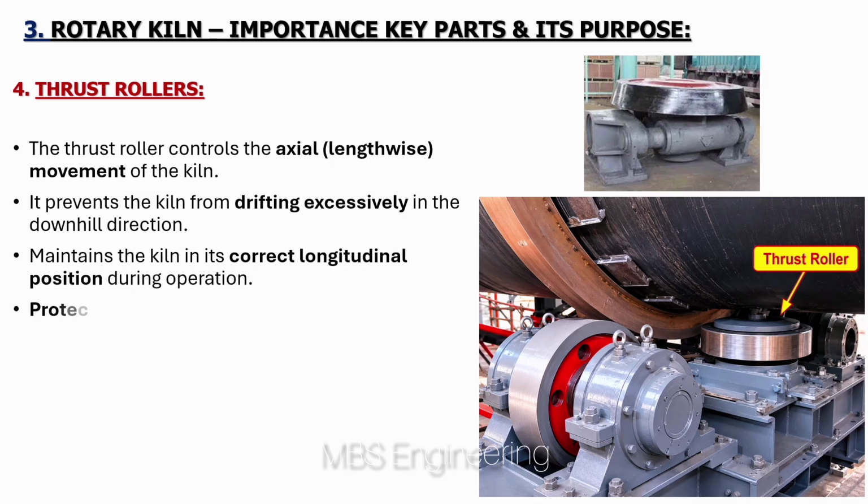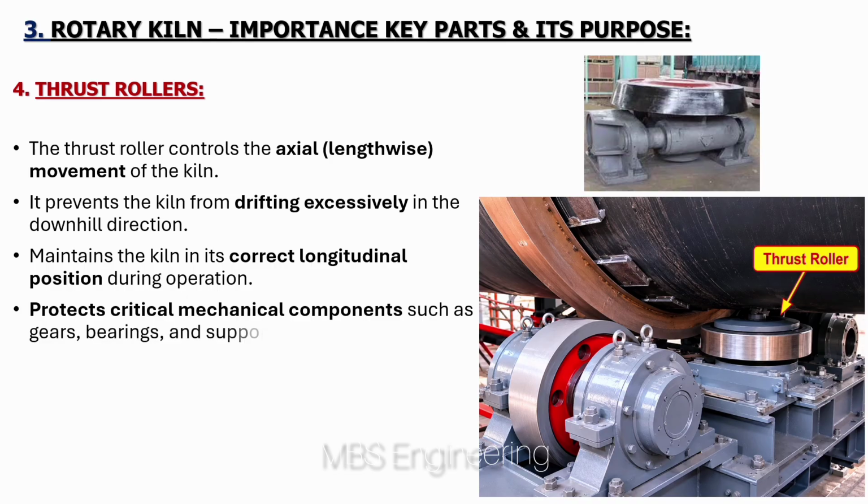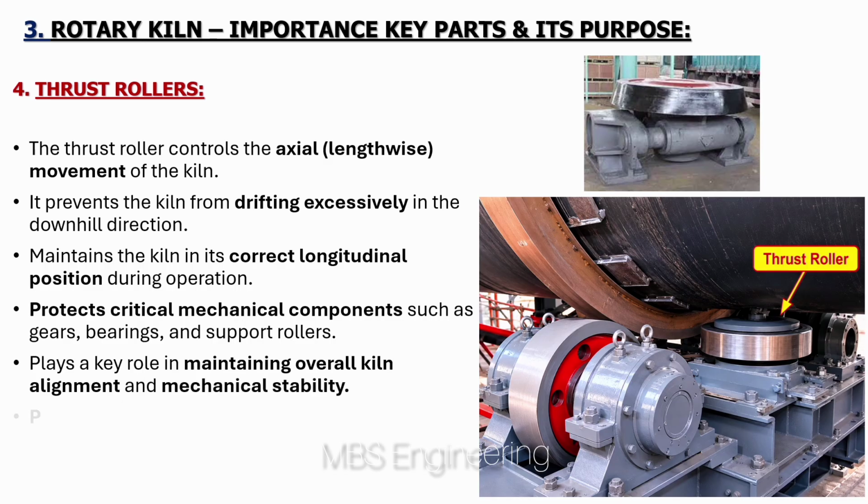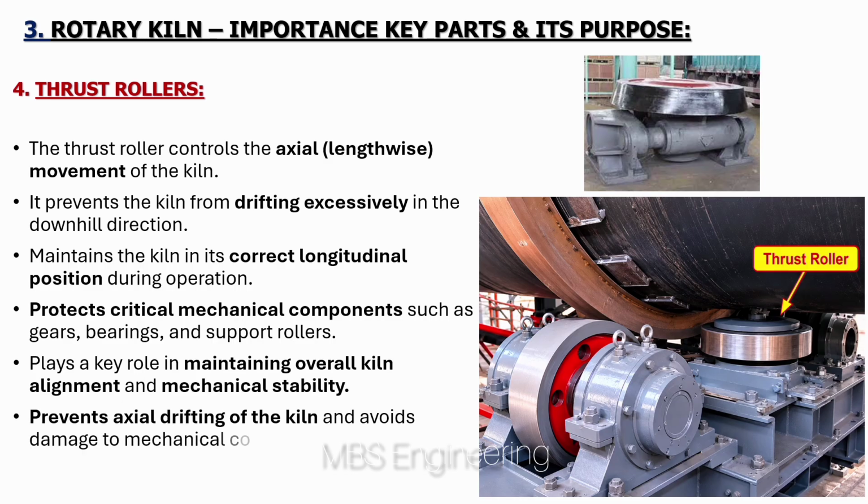It protects critical mechanical components such as gears, bearings, and support rollers. It plays a key role in maintaining overall kiln alignment and mechanical stability. It prevents axial drifting of the kiln and avoids damage to mechanical components.